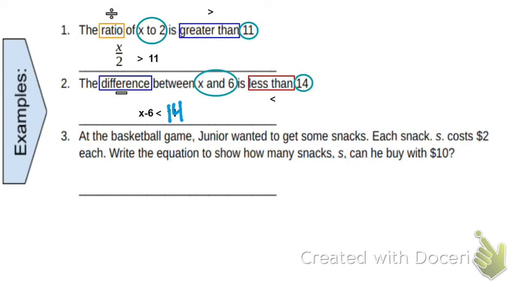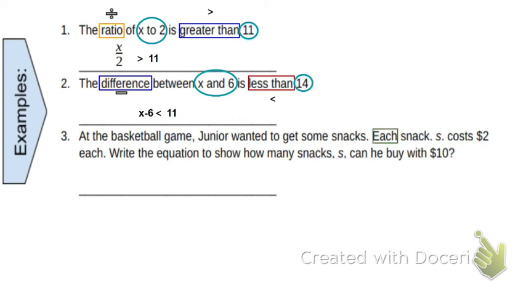Let's go ahead and look at this last example. My 14 is going to disappear. So it says, at the basketball game, Junior wanted to get some snacks. Each snack, S, costs $2 each. Write the equation to show how many snacks, S, he can buy with $10. So this is where we're going to look for some keywords. At the basketball game, Junior wanted to get some snacks. That does not give us any information besides a context.